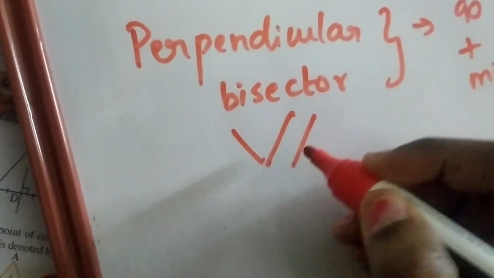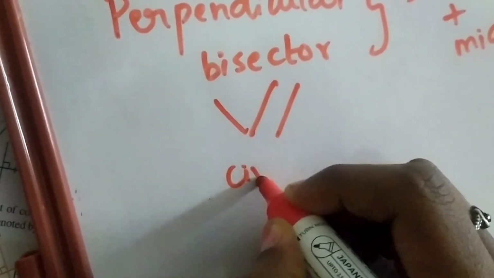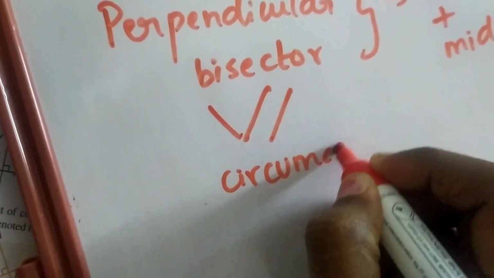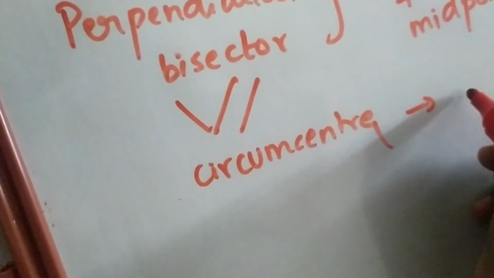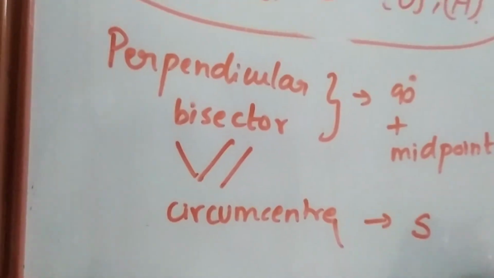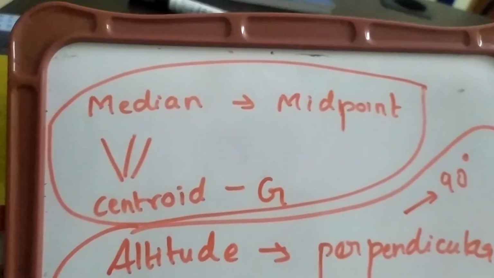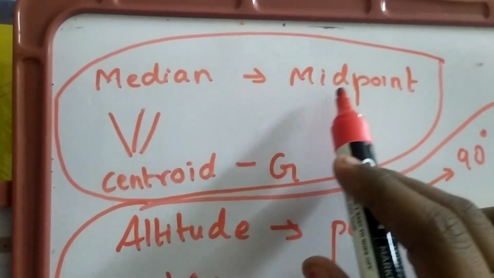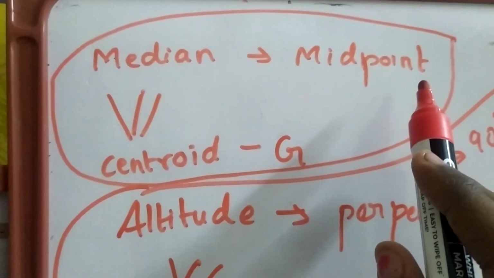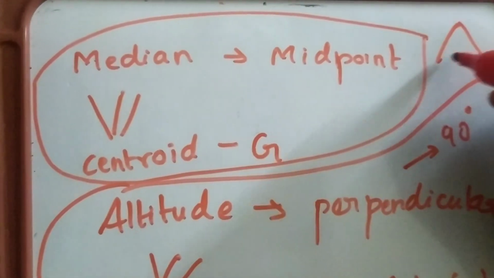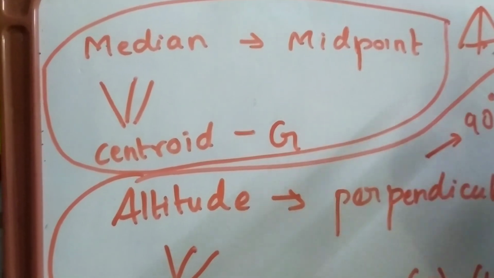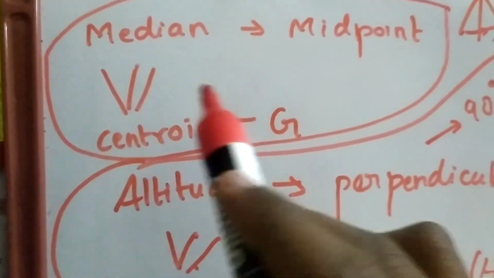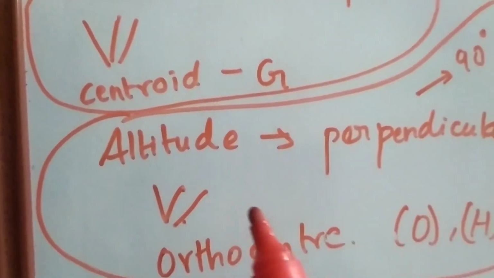So the intersection of all the perpendicular bisectors will give rise to the circumcentre. It is denoted by the symbol S. Understood? So what we have seen is median. Median is midpoint. We have to draw the midpoint and we have to join it with the opposite vertex. The intersection of all medians refers to the centroid, which is G.